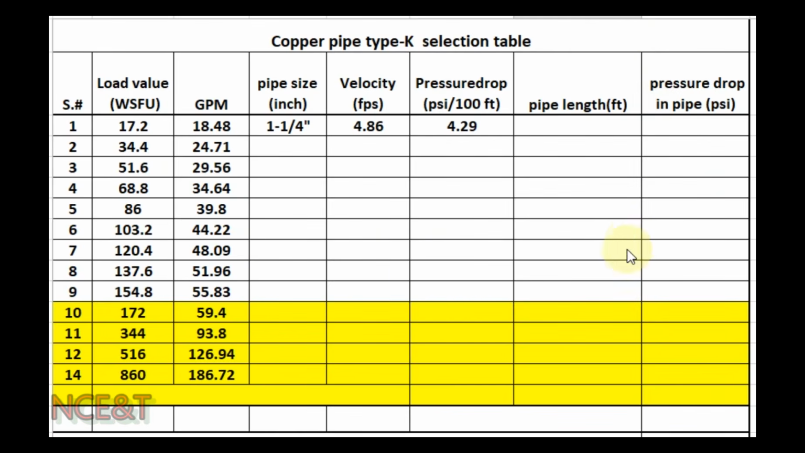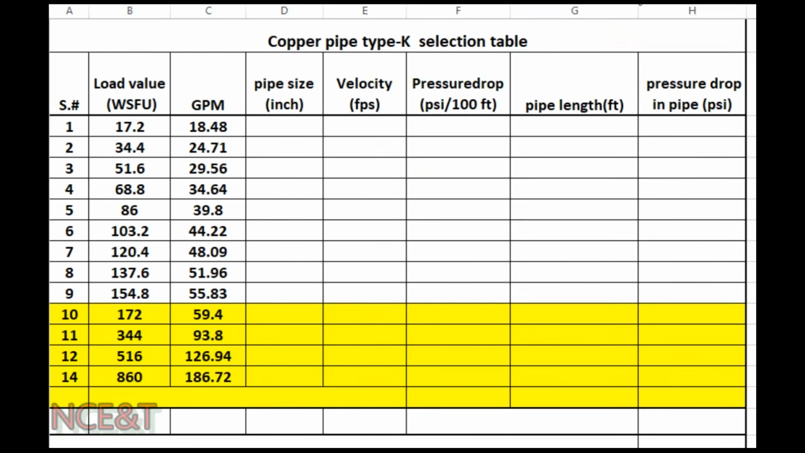Now we can update this value in our Excel sheet. For load value 17.2, GPM is 18.48 and the pipe size we need is 1¼ inch. The velocity will be 4.86 feet per second and the pressure drop per 100 feet will be 4.29.